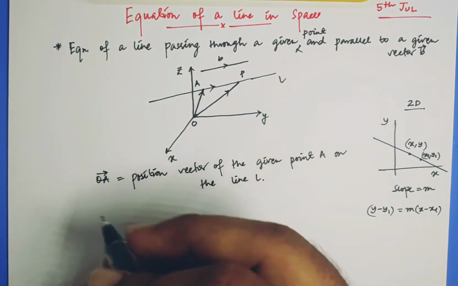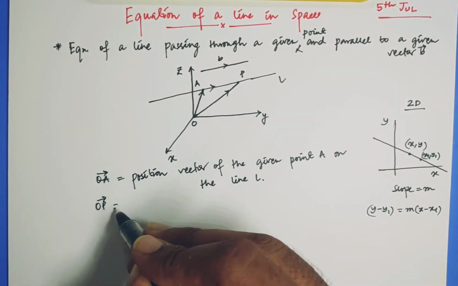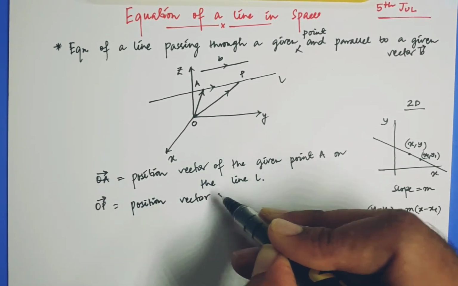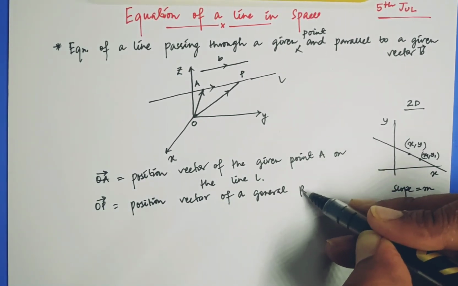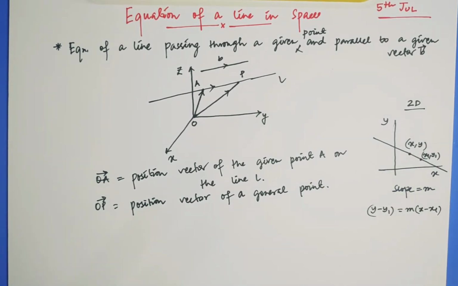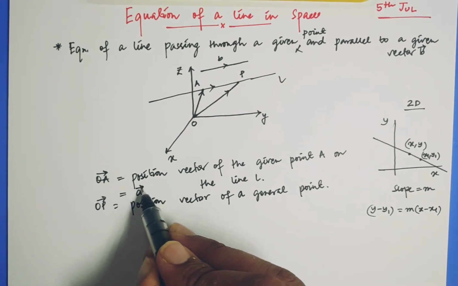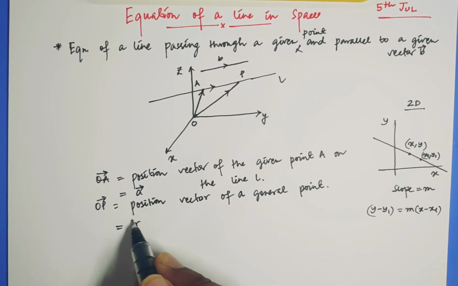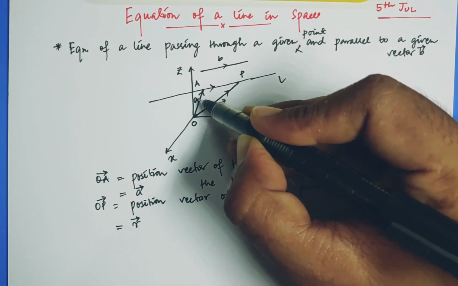Okay, now you write here, OP vector is equal to the position vector of a general point. Clear? So one thing, let us give the OA vector a name. Let us say that the OA vector is the a vector. Okay, now for a general point in 3D, we take it as the r vector. So this one will be our r vector and this one will be our a vector.